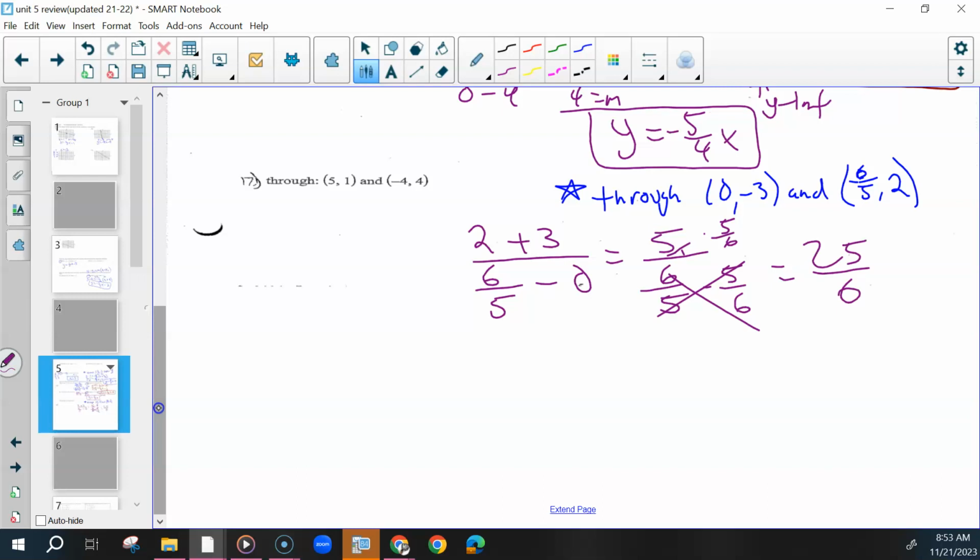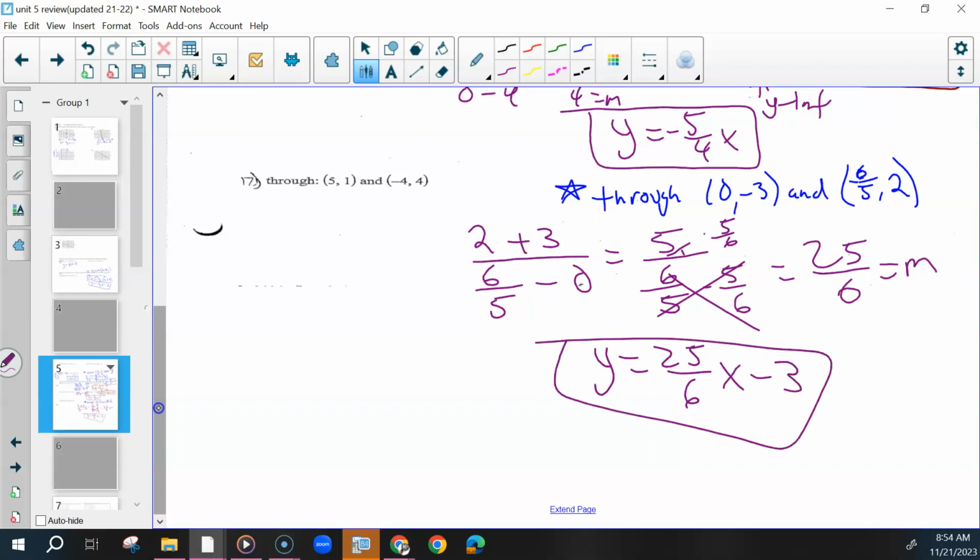Remember that you can also do that in a calculator by doing alpha y equals, doing it again, going all the way down and doing it again. Do we need to solve to find our y-intercept? Are we given our y-intercept? Oh, yeah. Yes, so no, we don't need to solve to find it. So y equals 25/6 x minus 3 would be our answer. But if that y-intercept was not given, we would have to do the work to find it.